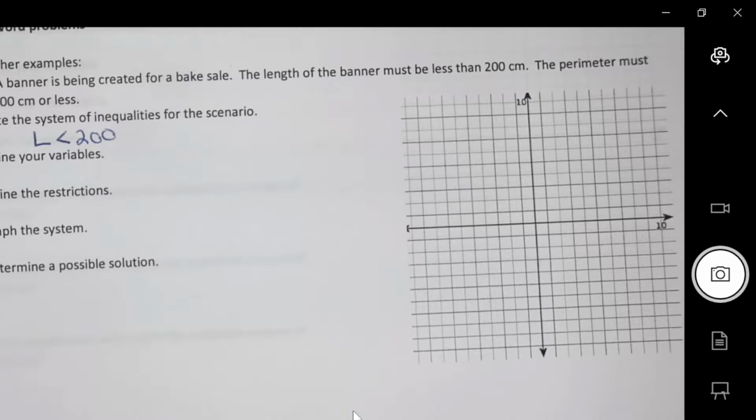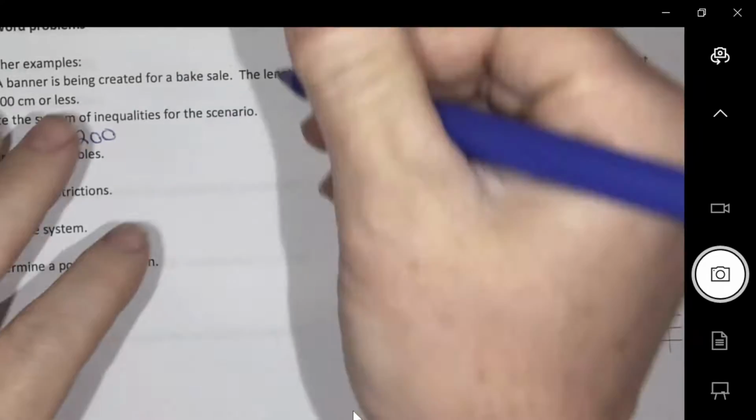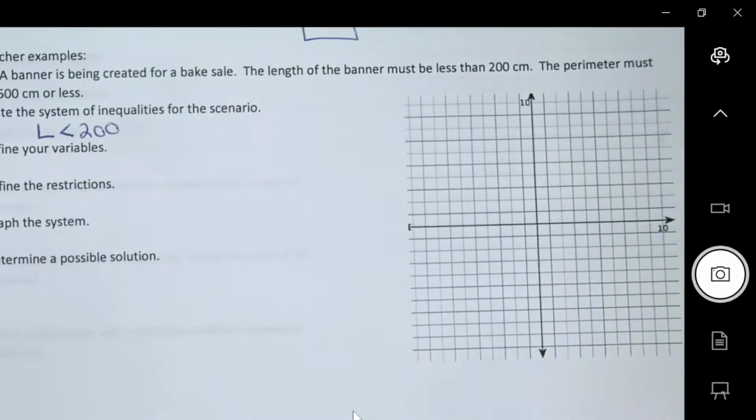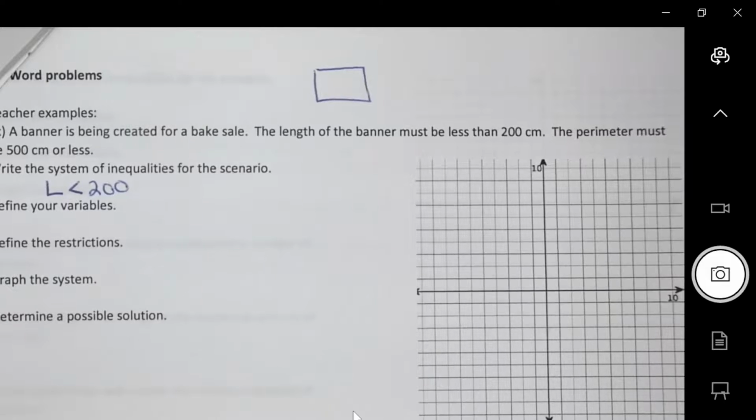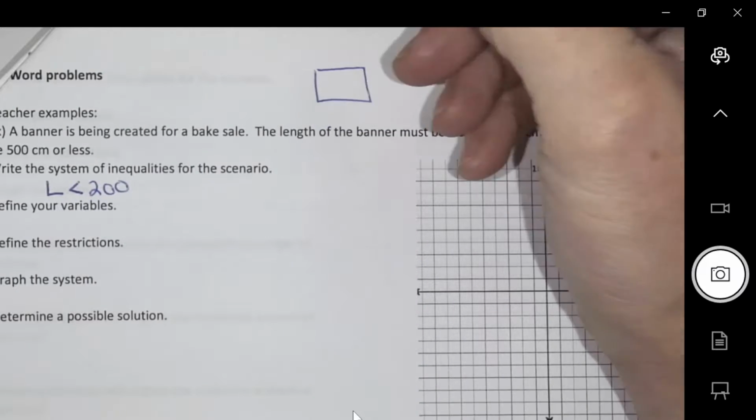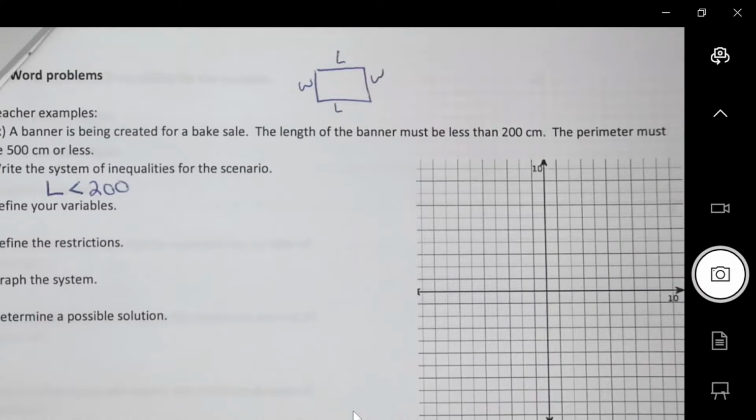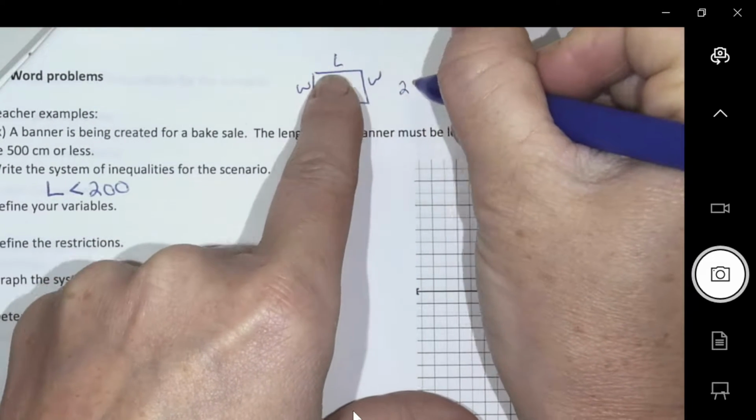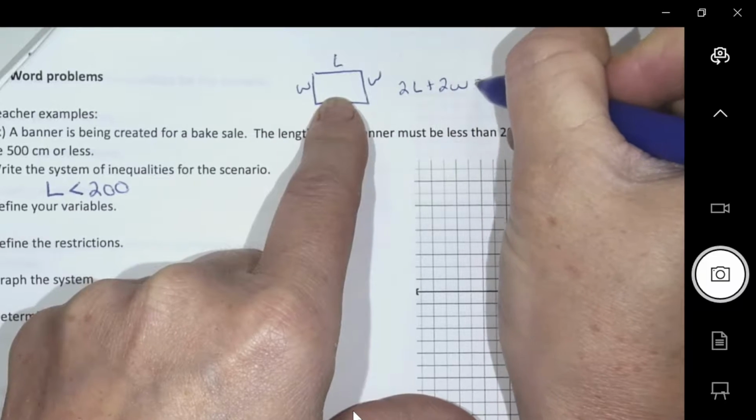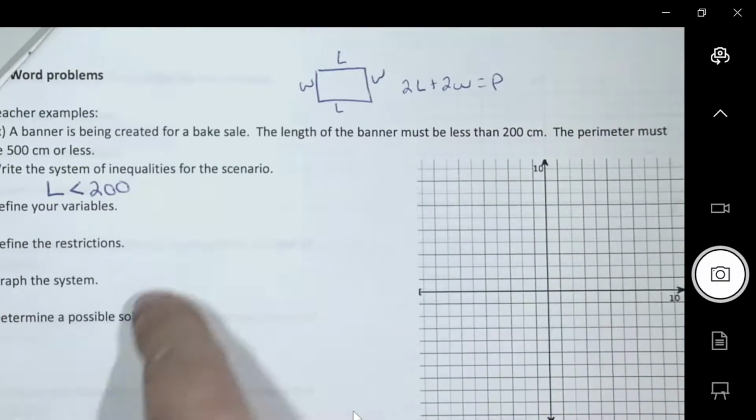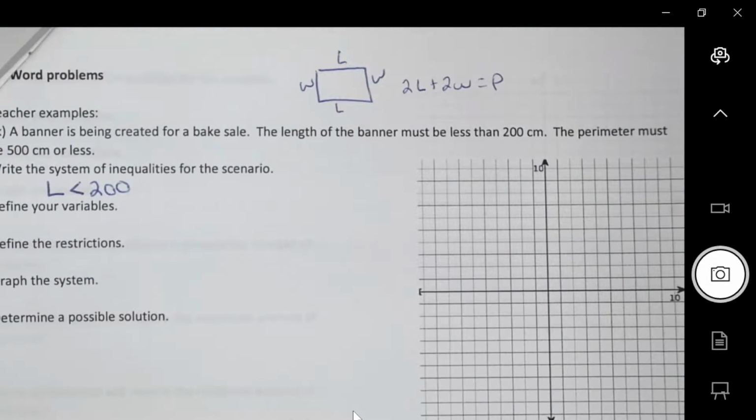The perimeter must be 500 or less. Does anybody know how to do the perimeter of a rectangle? Do you know what perimeter means? All the way around. So if I had that, I would add up all the sides, and that's my perimeter. So does this make sense if I do 2L plus 2W? That's a perimeter for a rectangle.